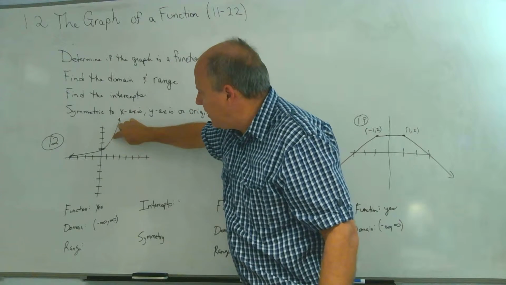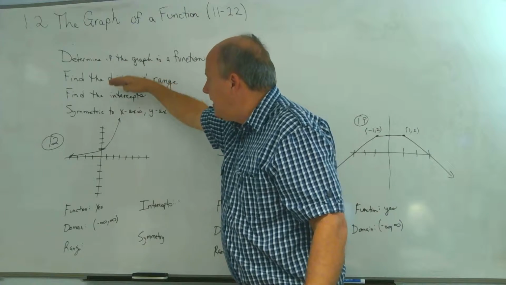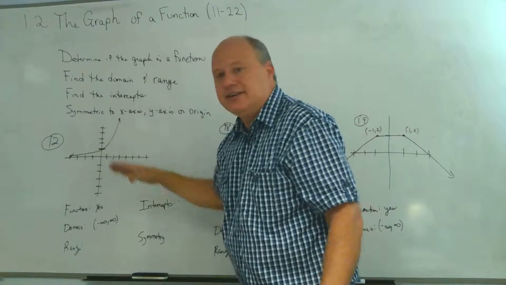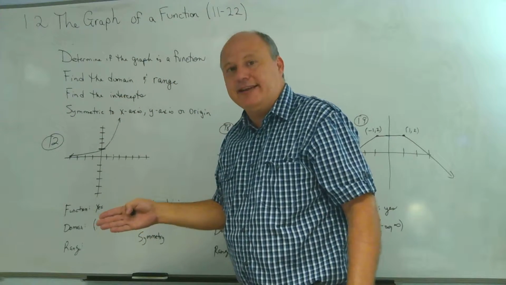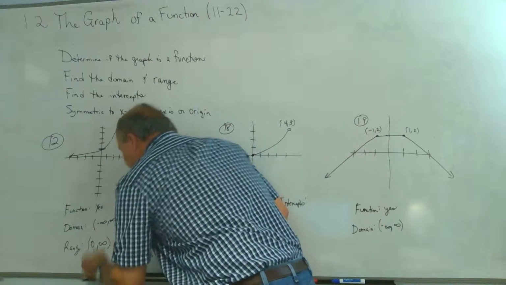Output of 2 to 3, and all the numbers in between. So the outputs go to infinity and go down, down, down until you get to 0. You don't include 0 because it never really gets there. So the range is 0 to infinity.